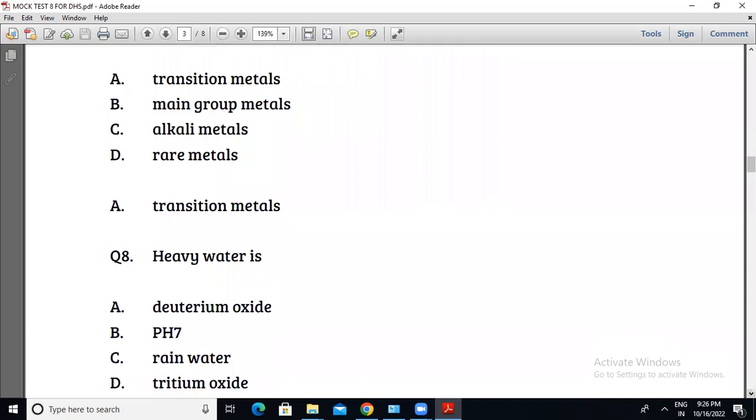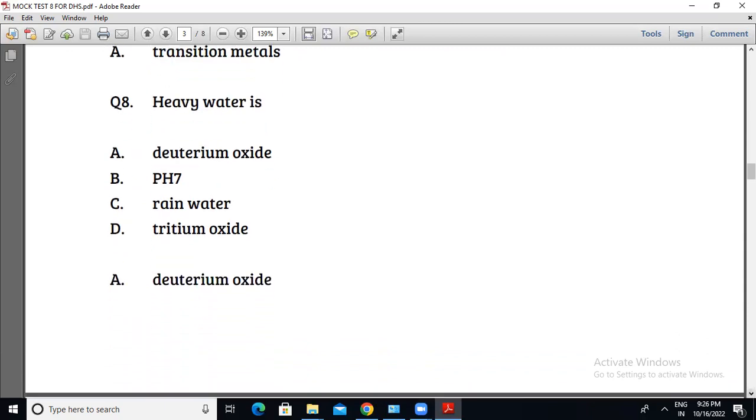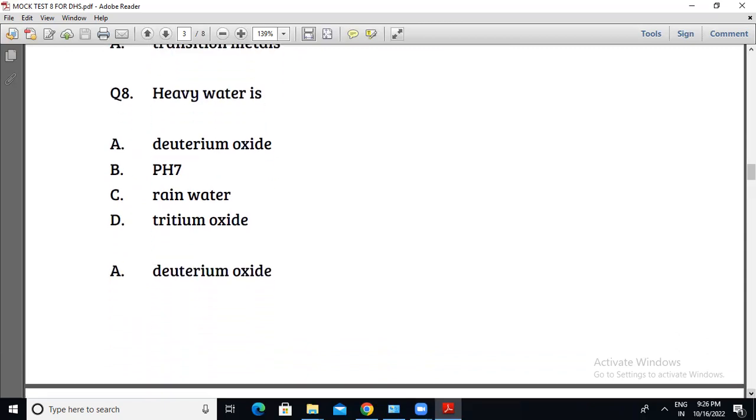Next question: heavy water is option A, deuterium oxide, option B, pH 7, option C, rainwater, option D, tritium oxide. The correct answer is option A, that is heavy water is deuterium oxide.